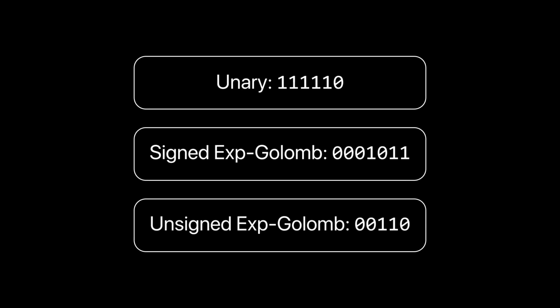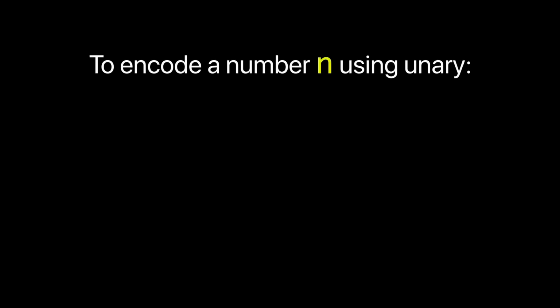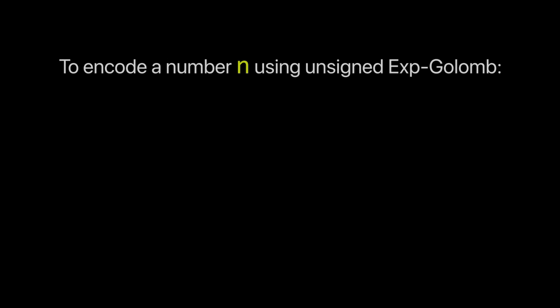Finally, 3 other encoding methods are commonly used: Unary, signed exponential golomb, and unsigned exponential golomb. To encode a number n using Unary, write n ones and add a 0. To encode a number n using unsigned exponential golomb, first, add 1 to n. Then, convert the result to binary. Next, count the number of bits, let's call it k, and write k minus 1 leading zeros, followed by the binary result.